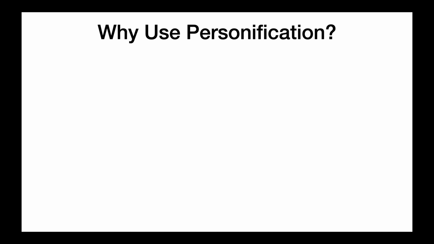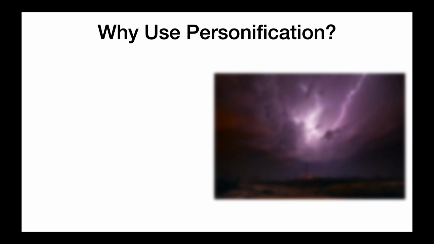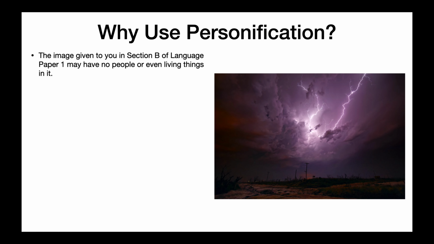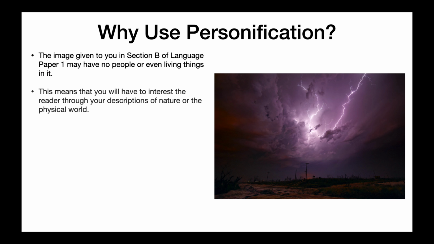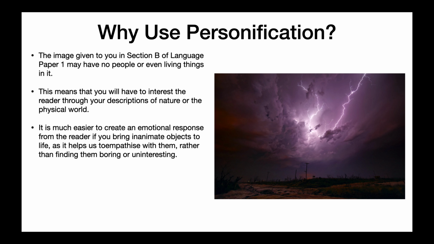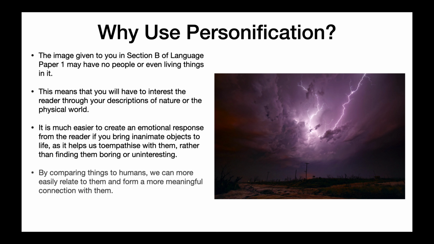So why use personification? Well, the first thing to note is that the image you get in Section B of Language Paper 1 may have no people or even living things in it. As such, it means you're going to have to interest the reader yourself through your descriptions of nature or the physical world. It's much easier to create an emotional response from the reader if you bring inanimate objects to life, as it helps us to empathise with them, rather than finding them boring or uninteresting. By comparing things to humans, we can more easily relate to them and form a more meaningful connection with them. Personification is the tool that helps writers to achieve this.